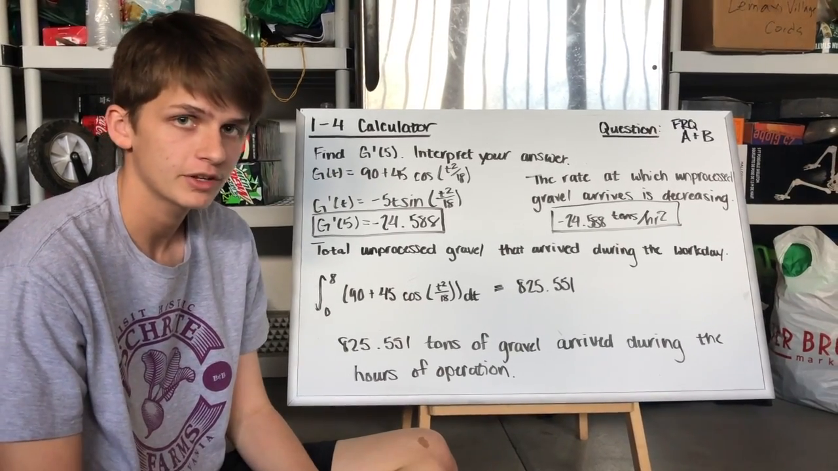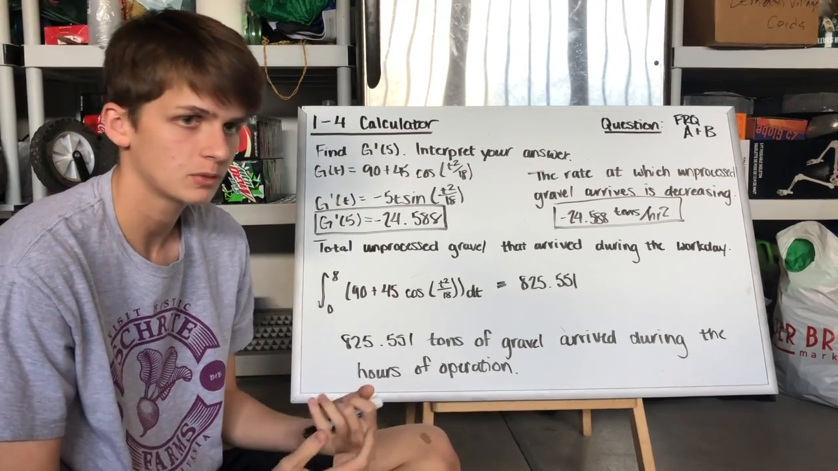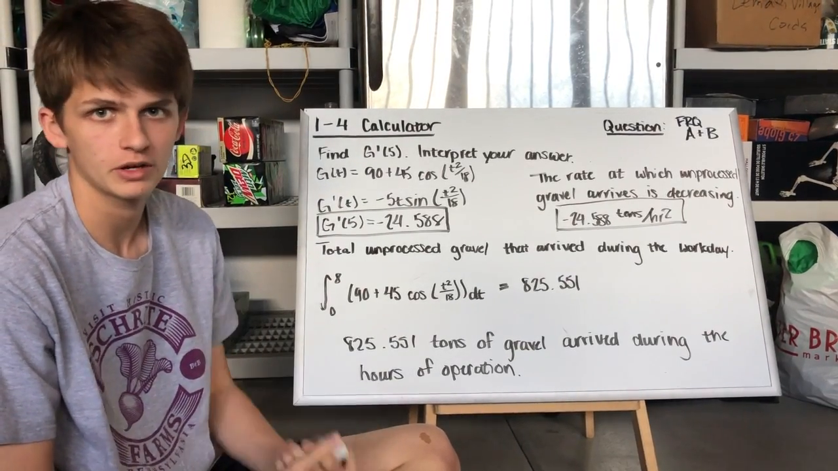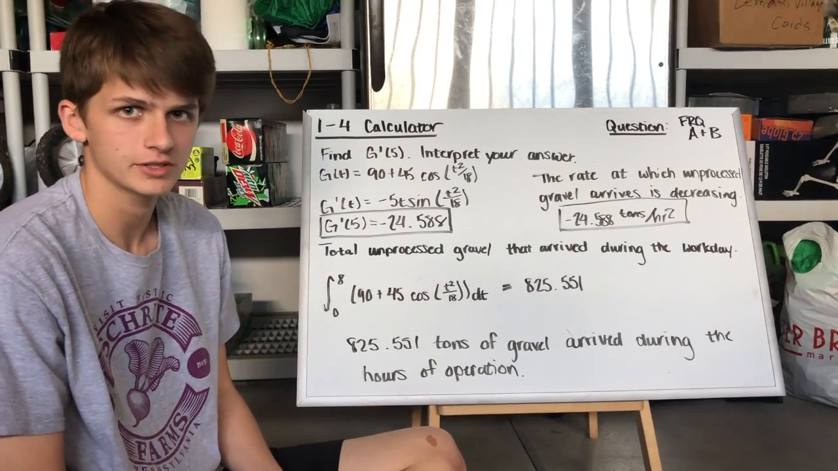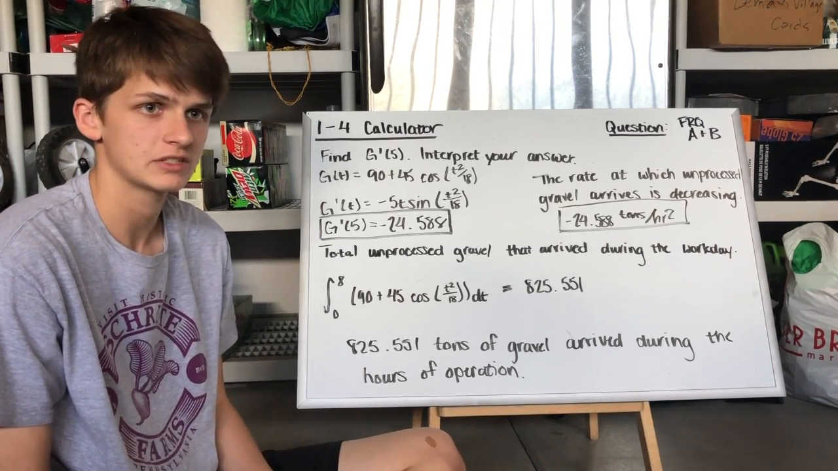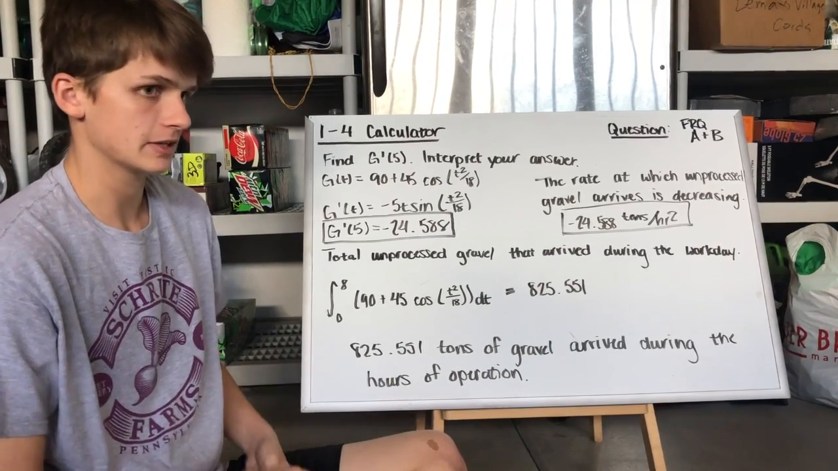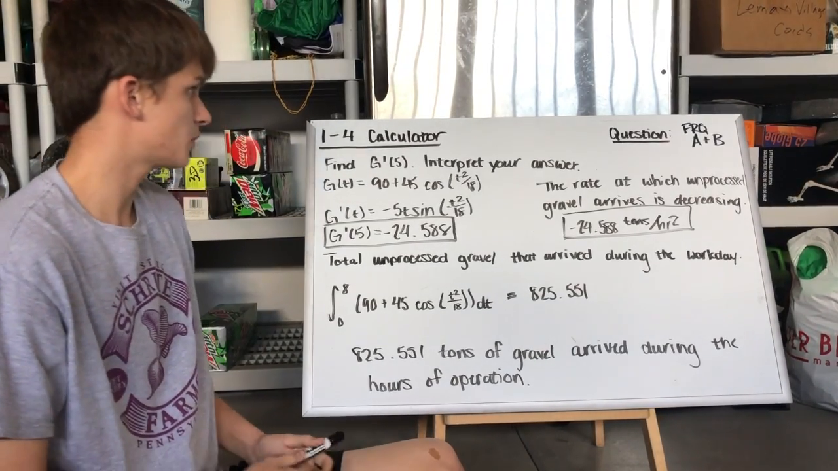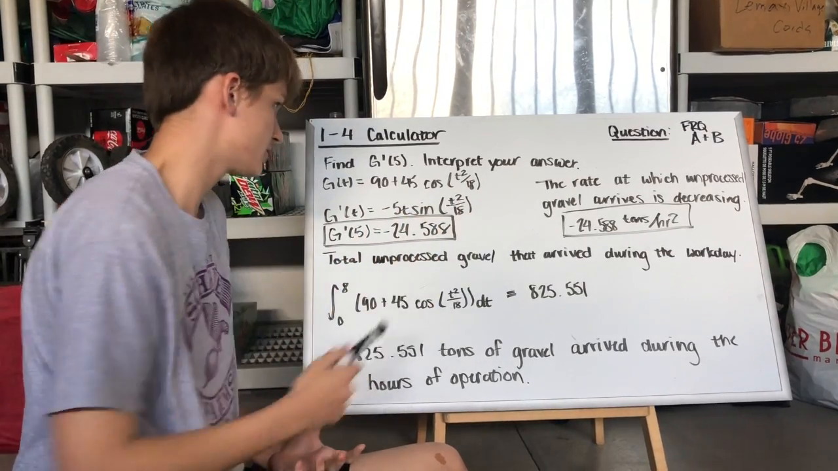So for this FRQ, we have a gravel processing plant. We have an equation that tells us the rate at which unprocessed gravel arrives at the plant. We're told how much unprocessed gravel there is at the start of the day and how quickly the plant processes gravel, and we're asked to find out a few things about these different relationships. For the first question, we have to find g prime of 5, and we have to interpret our answer.